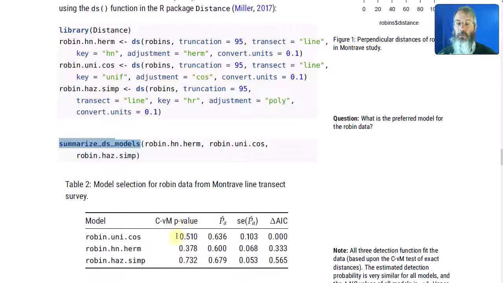We see all three of the models fit the data according to the Cramér-von Mises test. We also notice that they produce very similar estimates of P sub A. If they produce very similar estimates of P sub A, they'll also produce very similar estimates of abundance or density. And we see that the delta AIC score is less than 1 for all three of them. So there's very little in it to select between these candidate models for the robin data set. We needn't necessarily anguish over what's the most appropriate model for these data. In effect, they're all suitable.